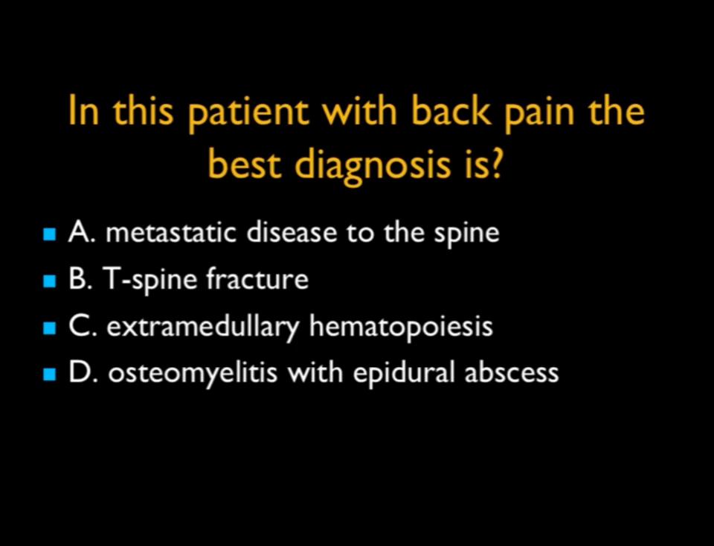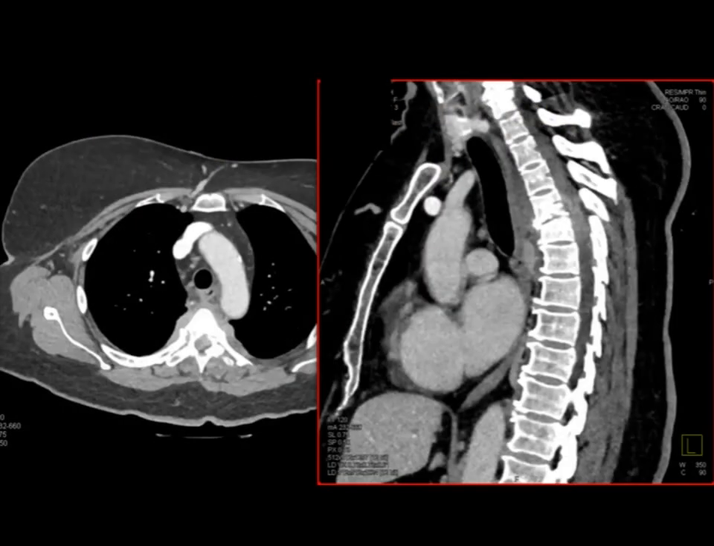This is an interesting case. Patient had back pain. When you look at the images on the axials, you see the paraspinal soft tissue masses, and maybe you see something in the cord. And when you look at the sagittals, you see that there's destruction at the T4-5 level of the disc space, and this is osteomyelitis with a soft tissue mass and extradural or epidural abscess present with compression of the cord.